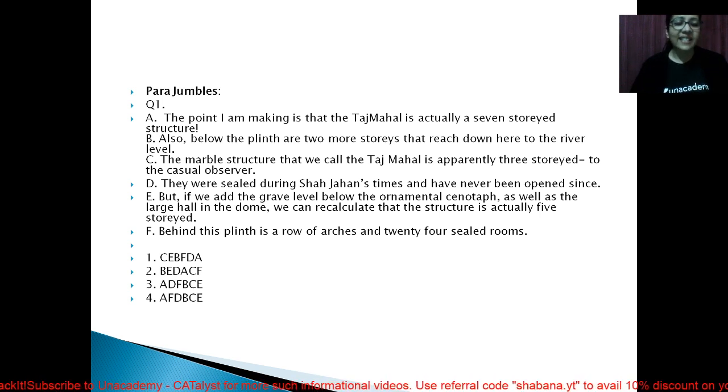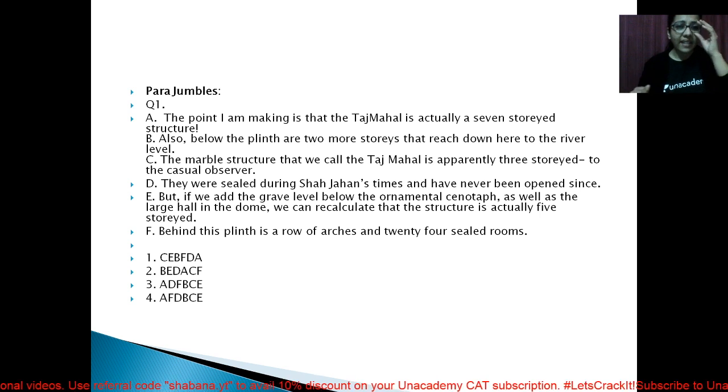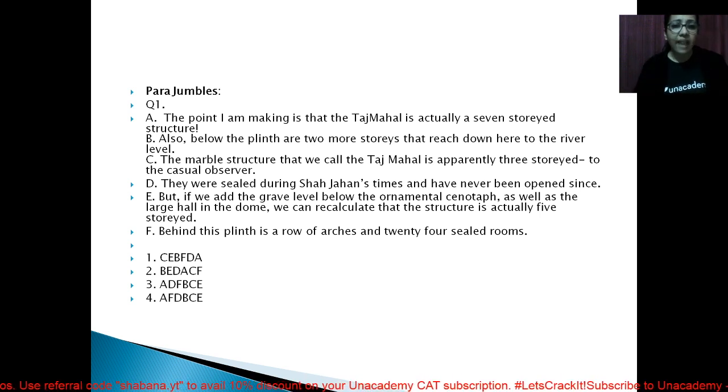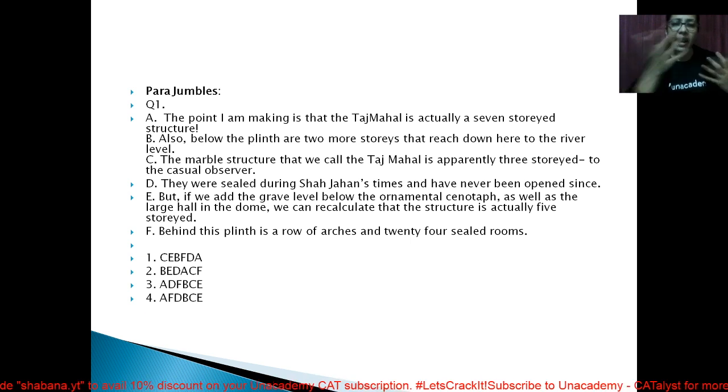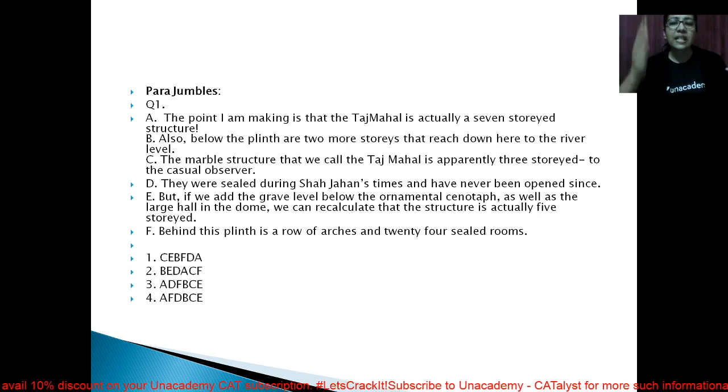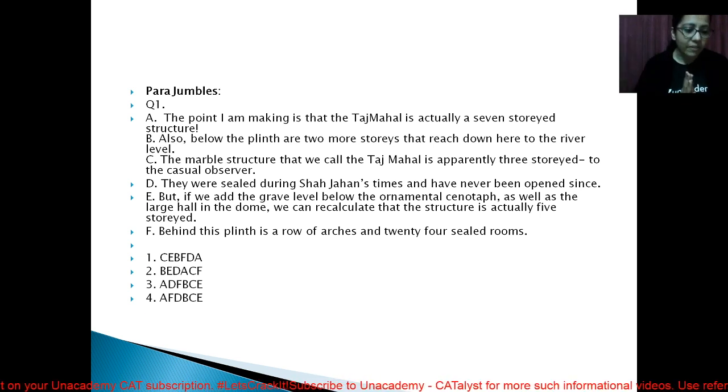Yes Yash, it is C-E-B-F-D-A. That is the actual sequence. And why does it end with A? As I said, the whole thing is being asserted. The point I'm making is that Kaushik is a brilliant student. Okay? And in number D, it says they were sealed. They were sealed, meaning what were sealed? Rooms could be sealed, right? Look at F: behind the plinth is a row of arches and 24 sealed rooms. When were they sealed? They were sealed during Shah Jahan's times.